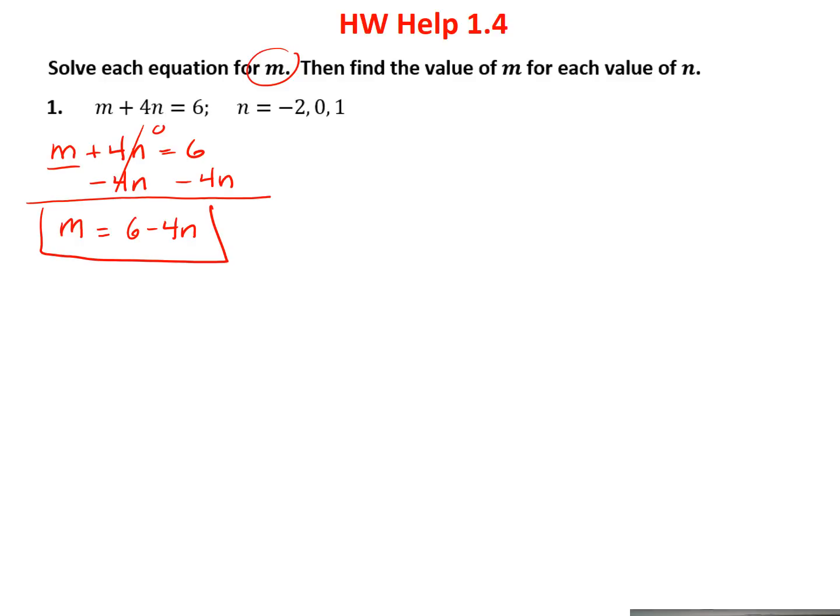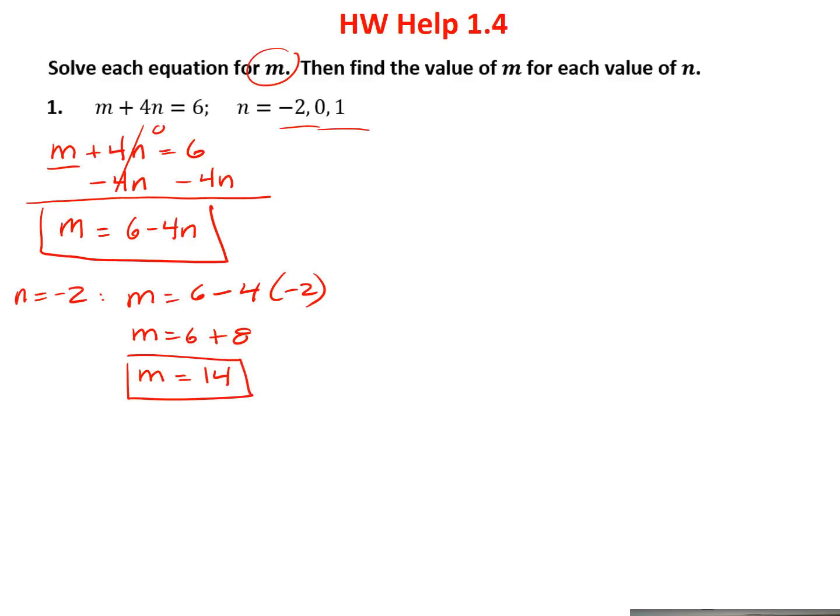Now they want to know, what does m equal when n equals these three numbers? So we just plug them in. First, when n equals minus 2, m is going to equal 6 minus 4 times minus 2. So m equals 6, and minus 4 times minus 2 is plus 8. And so we end up with m equals 14. So when n is minus 2, then m is 14.